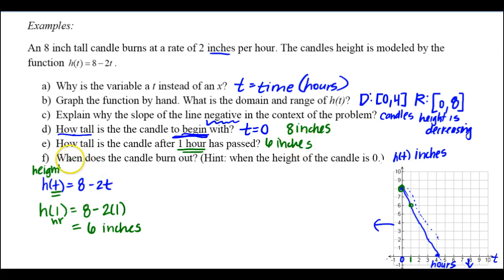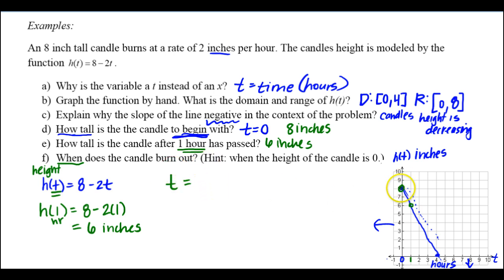And then part F, when does the candle burn out? Hint, when the height of the candle is 0. So when does the candle burn out? Well, a candle is going to be burnt out completely when its height is 0. Now that's not the answer. The answer is not when the height of the candle is 0. This question is asking when. It's asking for a time. So I'm going to need a t equals.